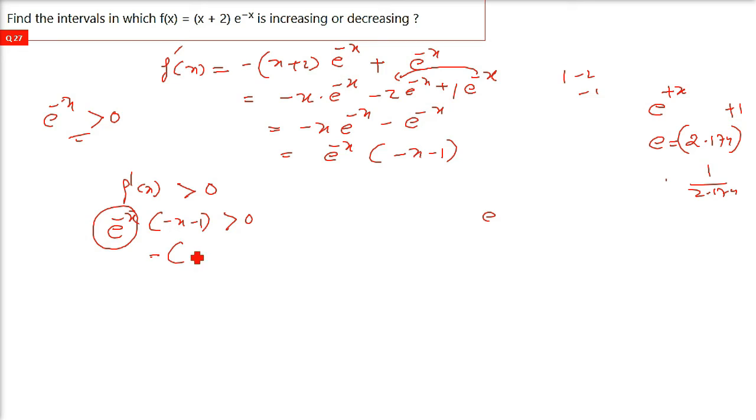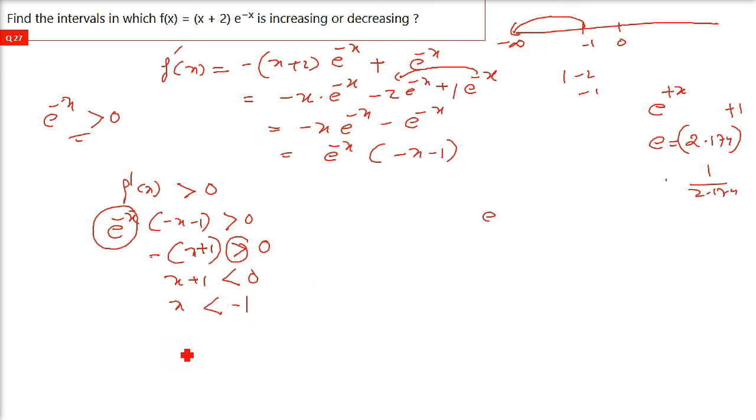How about minus x minus 1? If you take minus common, this is x plus 1, which is greater than 0. My idea is to multiply both sides by -1. When you multiply negative on both sides, the inequality sign will change. This greater than will be changed to less than. So now you have x plus 1 less than 0. That is, x should be less than minus 1. Anything less than minus 1 goes from -1 till minus infinity. So minus infinity to minus 1 is what we got from here.